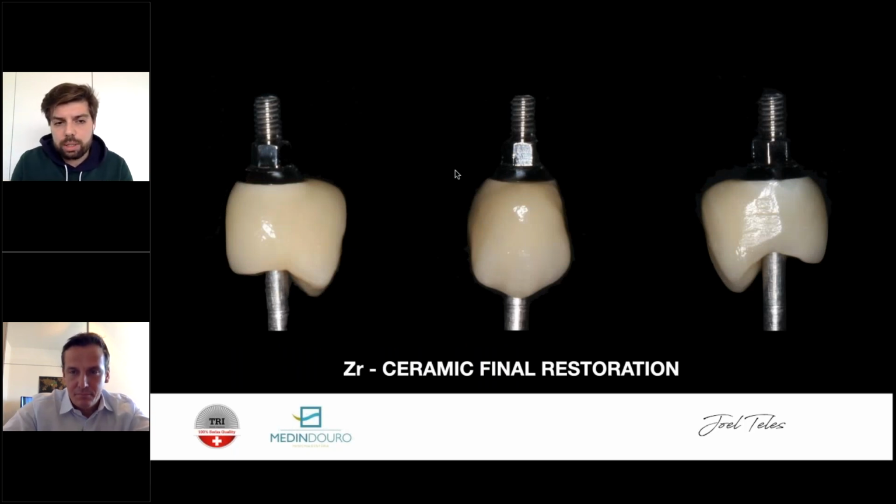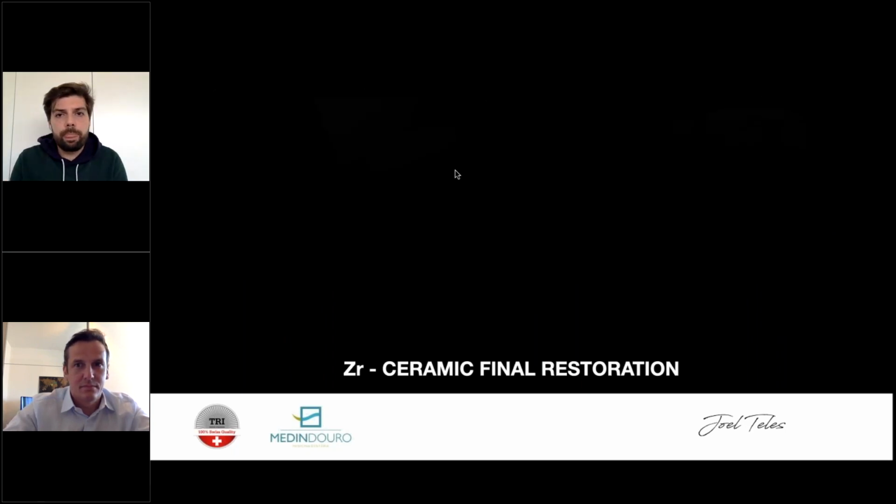And with this, I would like to make some considerations, because you worked to have this beautiful emergence profile. Now you cannot ruin it with a bad restoration. You need to think that most of the peri-implantitis we get is from the restoration itself. So we need to think about the type of restorations we want to do.